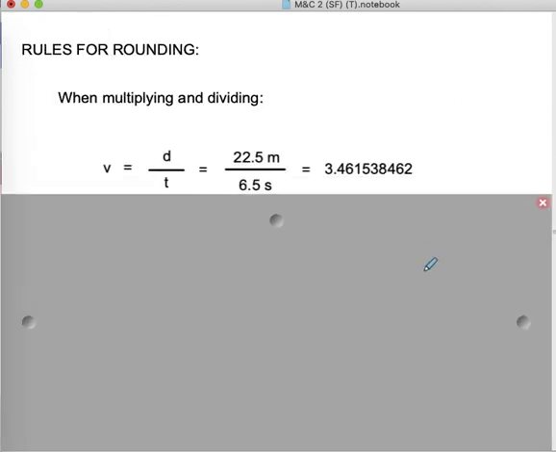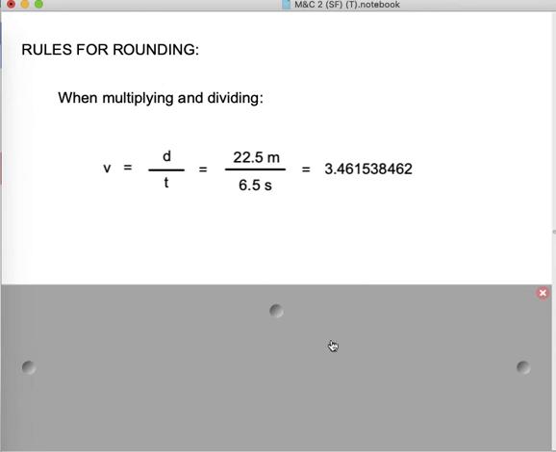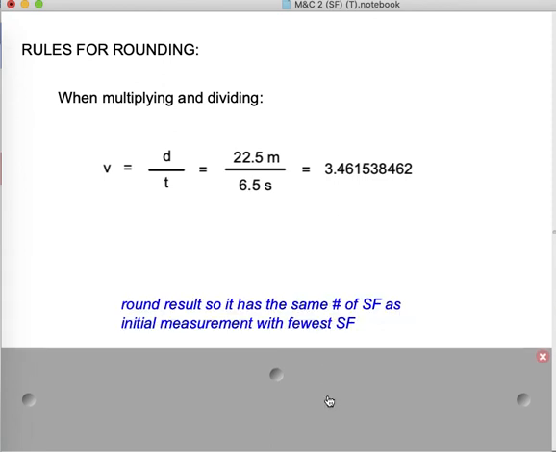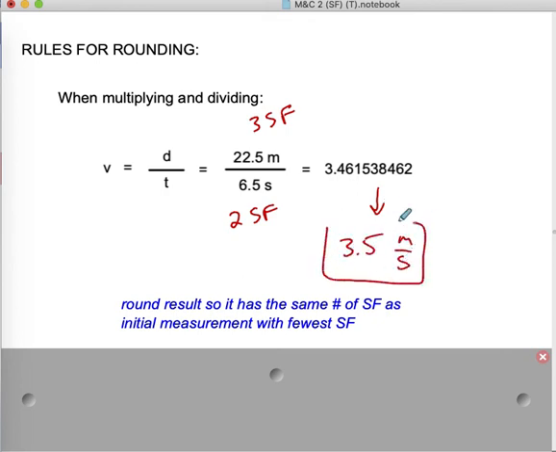When multiplying and dividing, round the result so it has the same number of significant figures as the initial measurement with the fewest number of sig figs. 22.5 meters, the distance has 3 sig figs. 6.5 seconds, the time only has 2 significant figures. So that means I'm going to round this to 2 significant figures. So this becomes 3.5 meters per second.